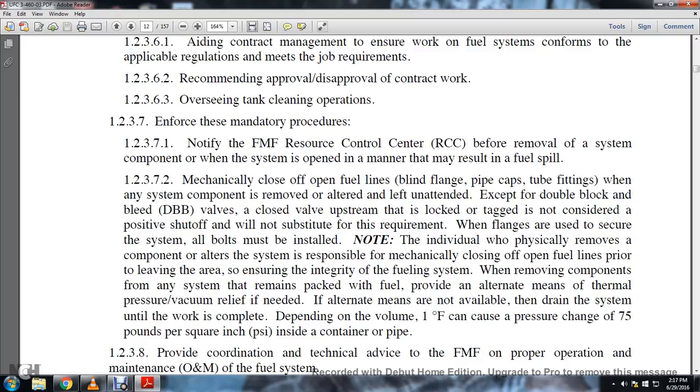Note that the individual who physically removes the component or alters the system is responsible for mechanically closing off all the fuel lines prior to leaving the area, ensuring the integrity of the fuel system when removing components from any part of the system that remains in the pack for the fuel. Provide an alternate means of thermal pressure or vacuum relief if the alternate means are not available to drain the system until the work is complete. Depending on the volume, 1 degree Fahrenheit can cause the pressure to change by 75 pounds per square inch inside of the container and pipe.